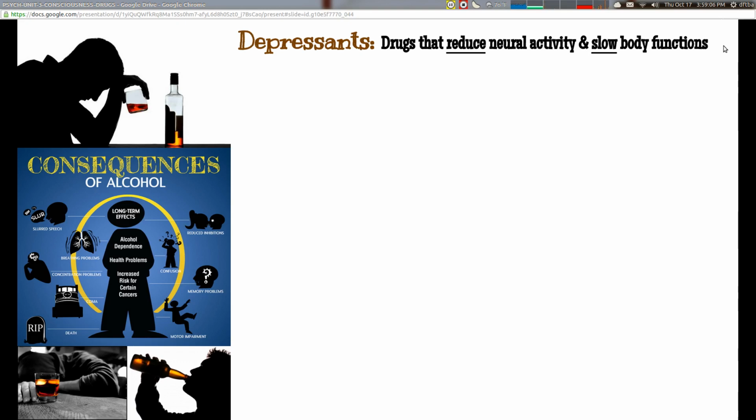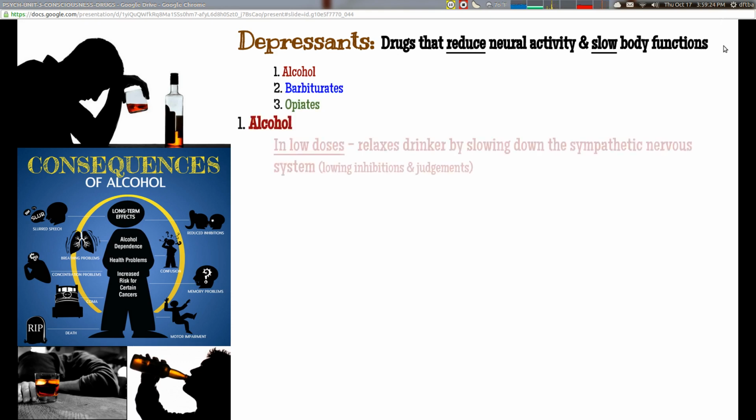So we're going to look at different types of drugs. There's a few different main categories, and then we'll look at the ones that fall under that. Like depressants are drugs that reduce the neural activity and slow body functions. Alcohol is one of those, so are barbiturates, and so are opiates.